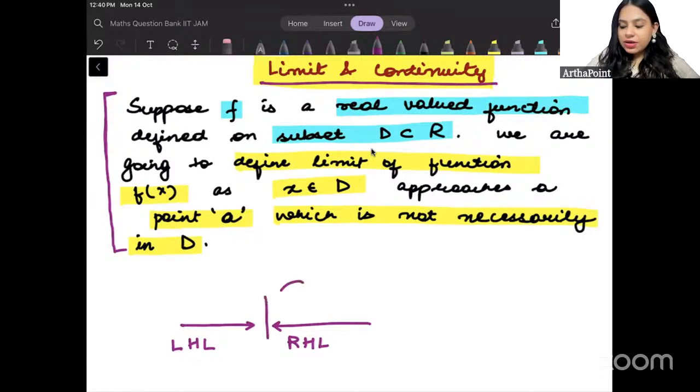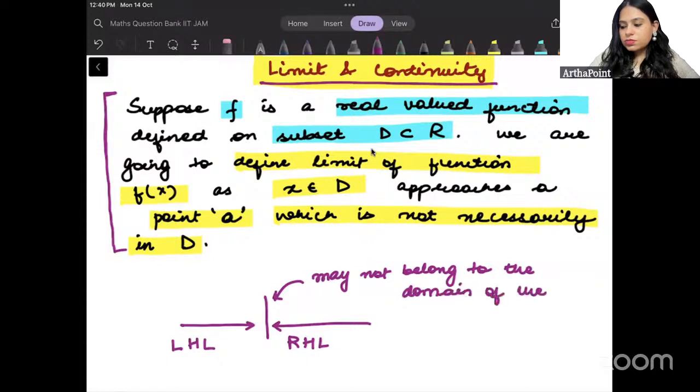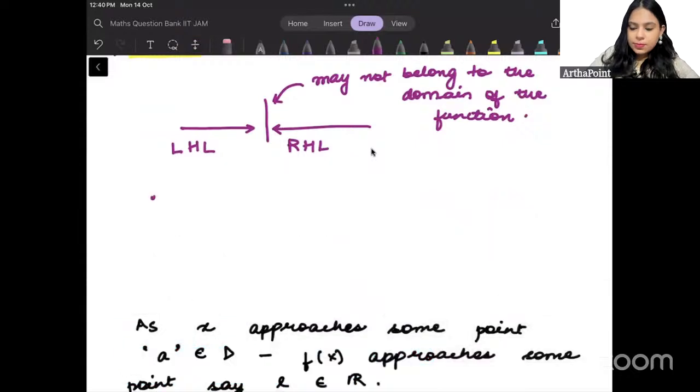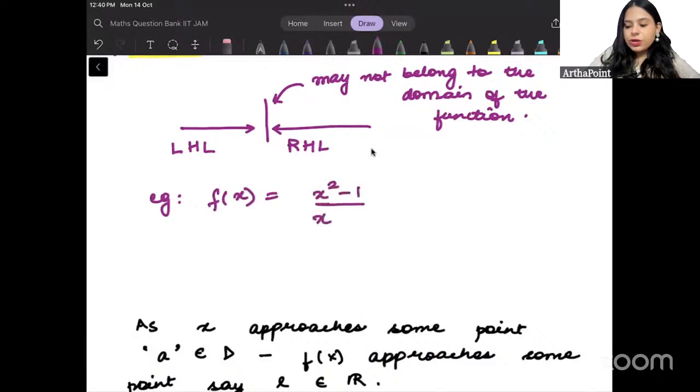That number may not belong to the domain of the function. What does this mean? It means that, for example, if I take a function, and I will show you this in the upcoming examples, (x square minus 1) upon (x minus 1).